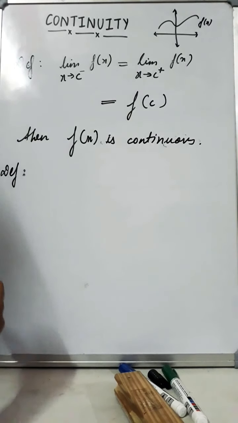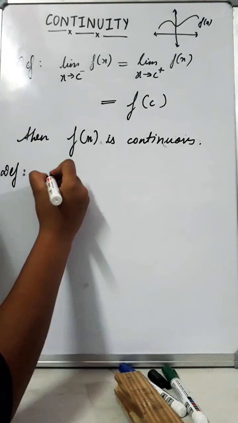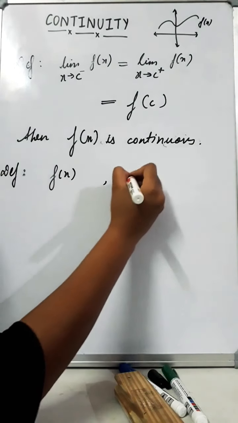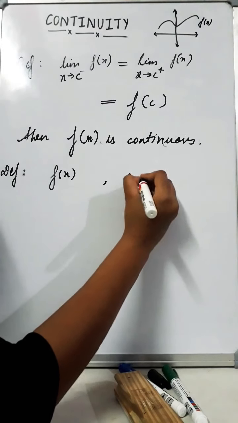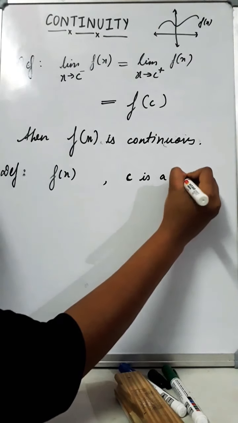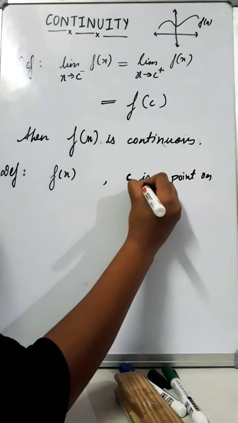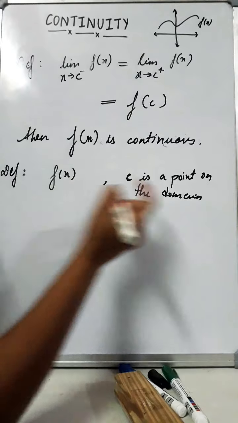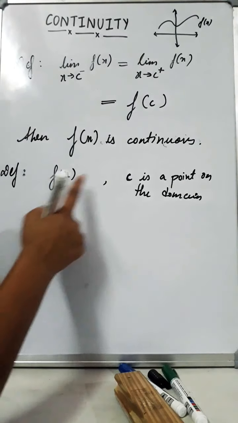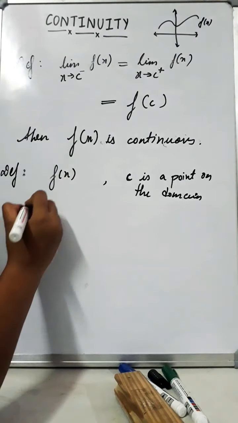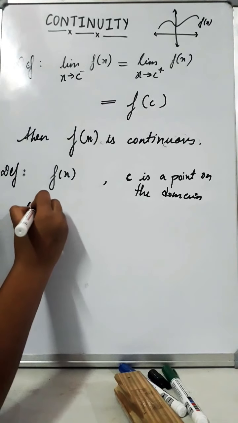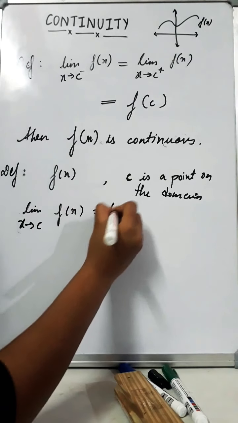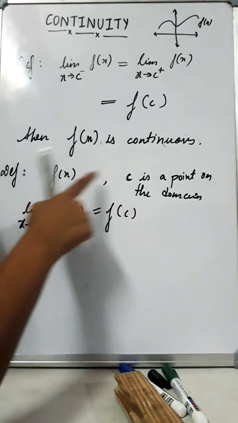Yet another definition of continuity says that if f(x) is a real function, and c is a point in the domain, the domain on which your function is defined, then the function f(x) is continuous at c if limit x tends to c, f(x) is equal to f(c), means the value of this function at c.